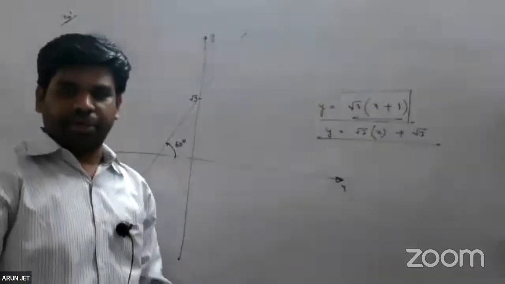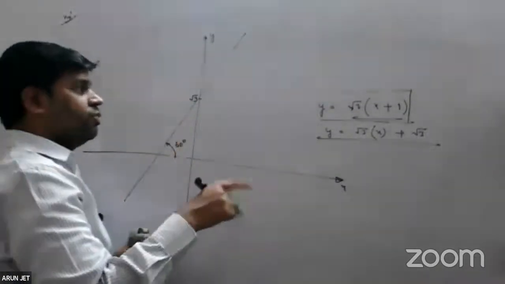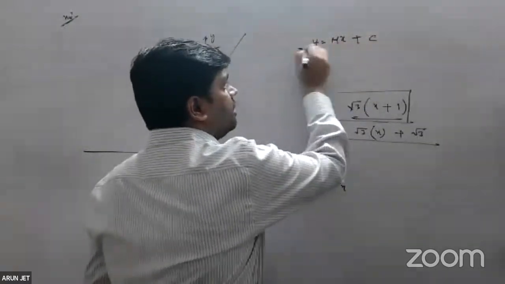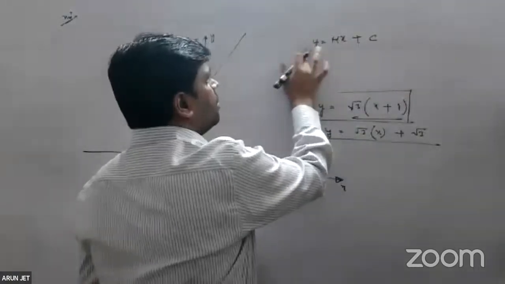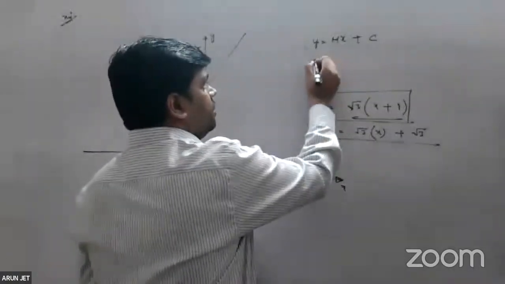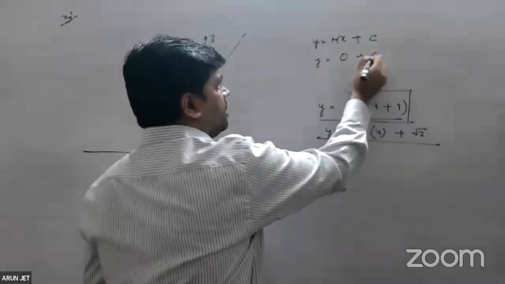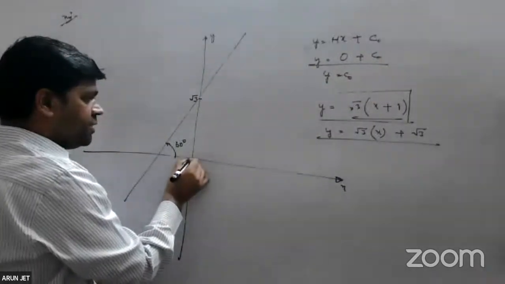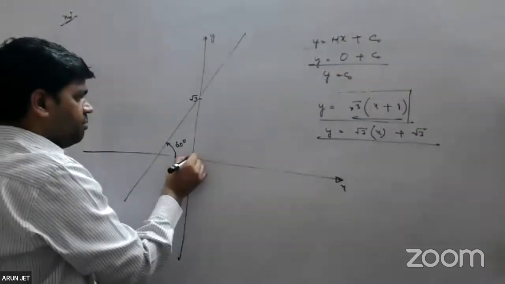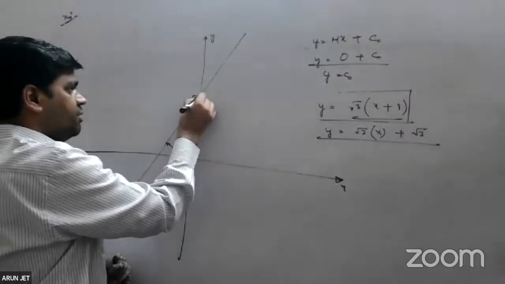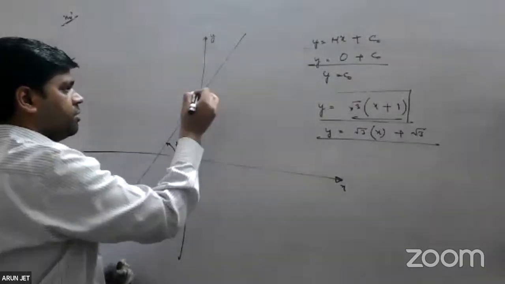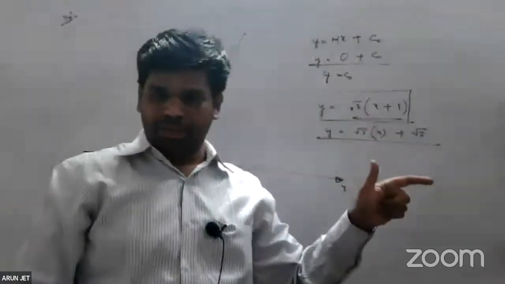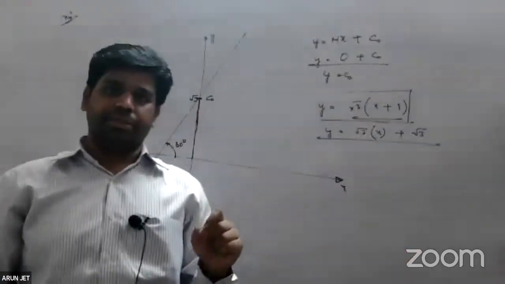Yes, Bhavna, you're right. You're supposed to plot the c value on the y-axis. Why? Because when you have y is equal to mx plus c, when x is equal to 0, y is 0 plus c. So y is equal to c when x is equal to 0. When x is 0, that is on the y-axis, the value of y is c. That's why I mark that intercept as c. That's why it's called the y-intercept.